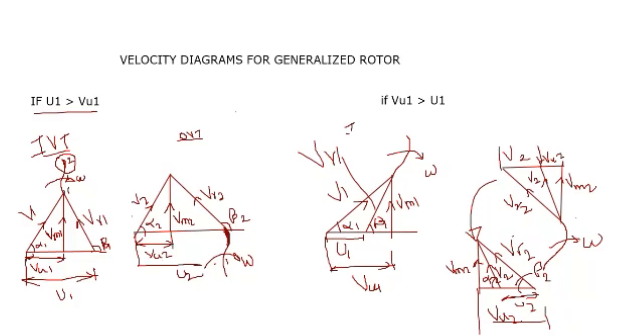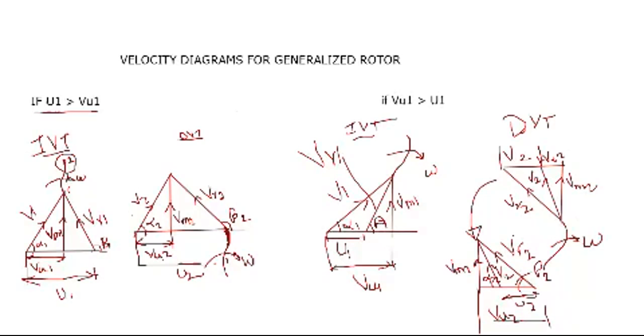This is the inlet velocity triangle, and this is the outlet velocity triangle. Okay, these are different velocity triangles, whatever I have shown. So both are of different shape. Okay, both are for different conditions. If U1 is greater than VU1, then these are the inlet and outlet velocity triangles. If VU1 is greater than U1, then these are the outlet velocity triangles. These are general velocity triangles.